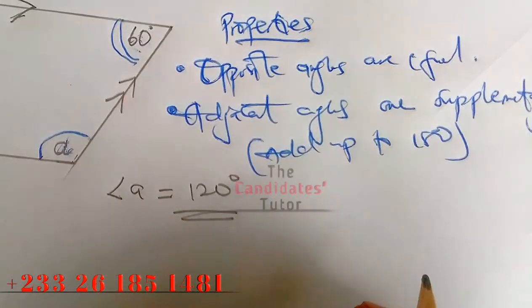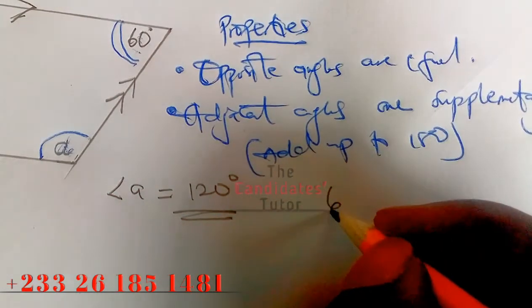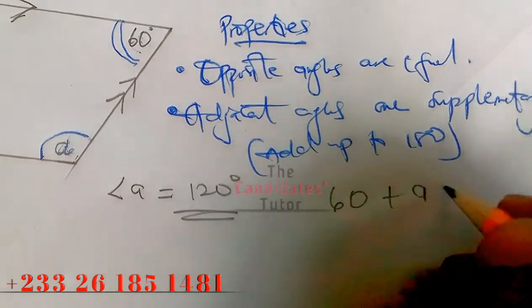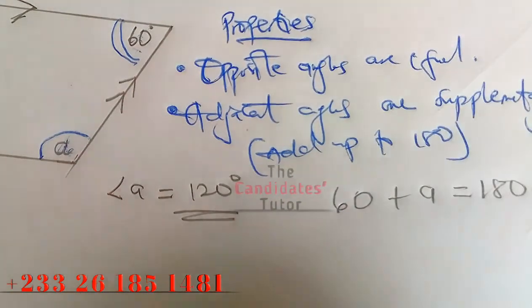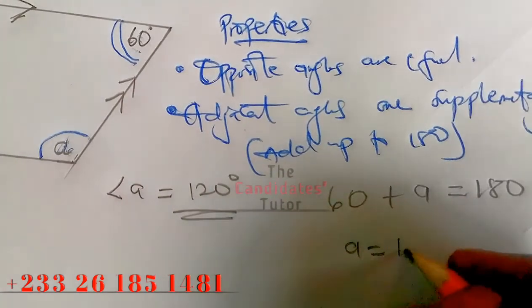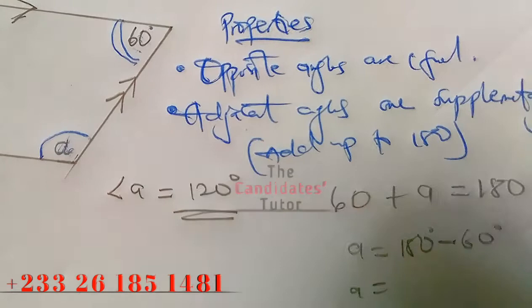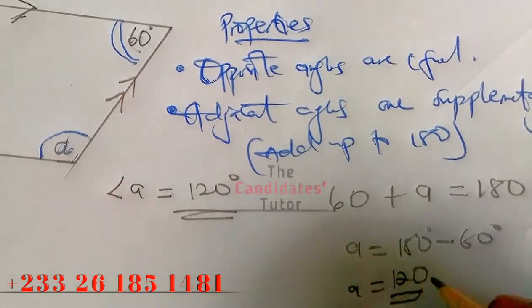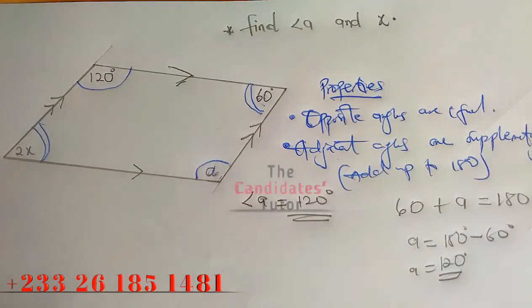Let's see if we can also use a different method to solve this. According to the second property, if we add 60 plus A, we should get 180 degrees because they are supplementary. So we just group like terms. A will be equal to 180 minus 60 degrees, and if we subtract, A will still be 120 degrees, the same.